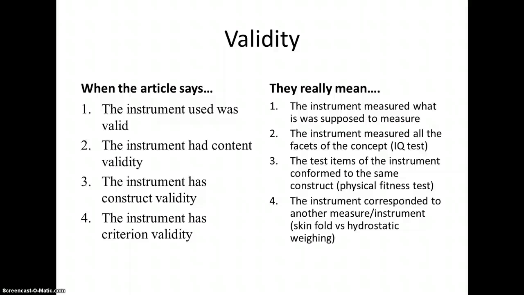Validity. We talked about it earlier, but here's a review. The instrument was valid. It means the instrument measured what it was supposed to measure. If it had content validity, the instrument measured all the facets of the concept, like an IQ test. The IQ test should be measuring all the things that are needed for IQ. If it has construct validity, that means all the test items conformed to the same construct. All right, so if you have 20 items and they're all supposed to get at how physically fit you are, that's construct validity. And criterion validity is the instrument corresponds to another measure.